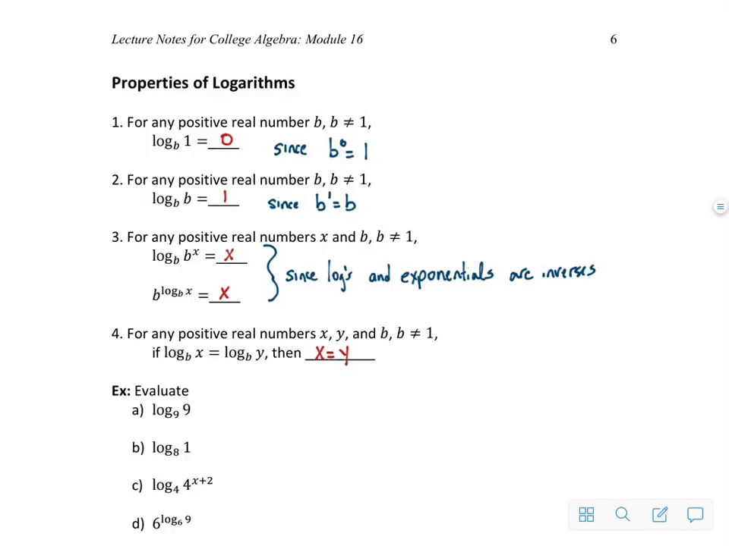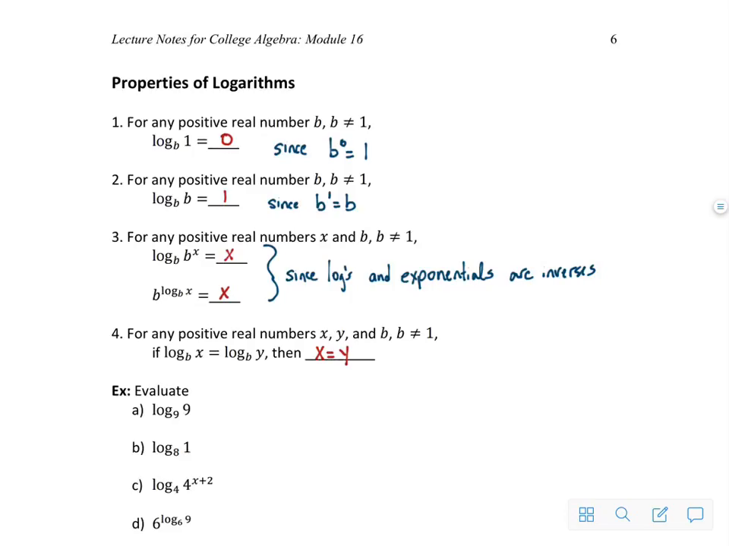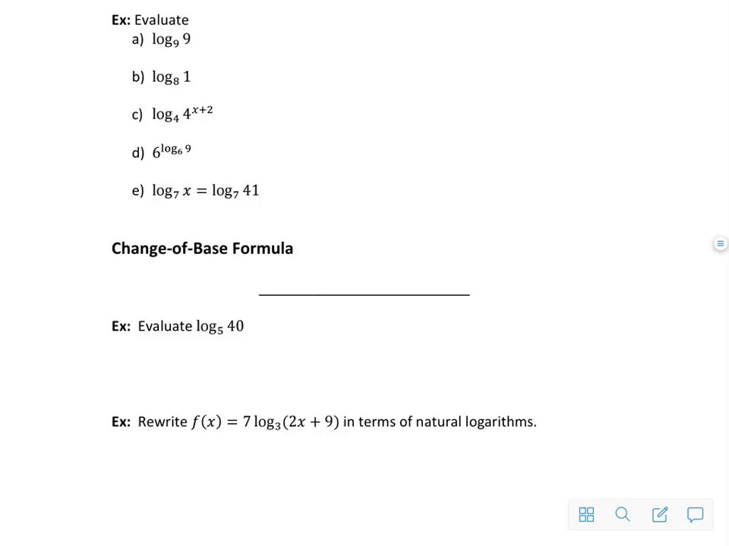Now let's use these properties to answer a few questions. First of all, if I ask you what is log base 9 of 9, using the property above, if I back up, property number 2 says that log base 9 of 9 has to be 1.